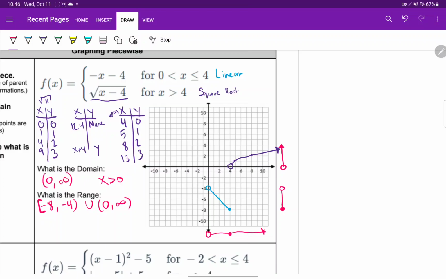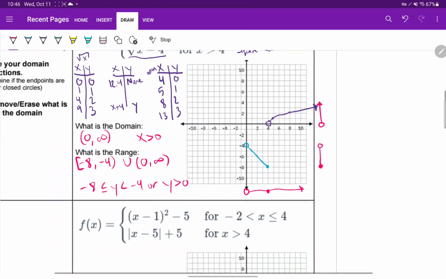Now, if I were to use inequality notation, the first piece is a segment, so I have 2 endpoints. -8 is less than or equal to y, which is less than -4. Or, and then we could say y is greater than 0. Okay, so those would be the 2 possible ways I could write it. All right, let's continue on to the next one now.